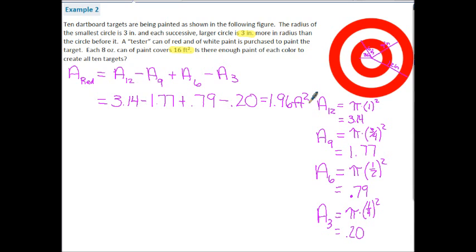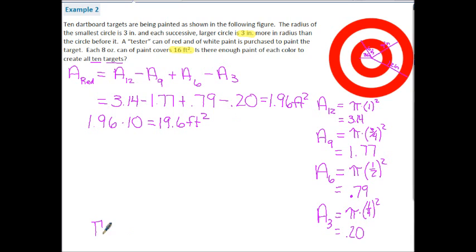And remember, we're not creating just one target, we're creating 10 of them. So if we take our 1.96 and we multiply times 10, because we're going to create 10 different targets, so all 10 targets, I get 19.6 feet squared. And if you notice, each can of paint only covers 16 square feet. Well, we have 19, so we're not going to have enough red. So we will come to that conclusion.